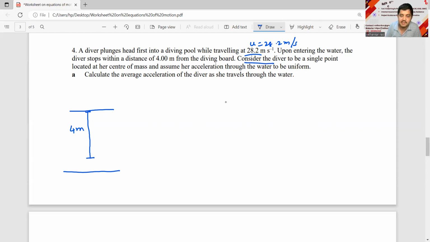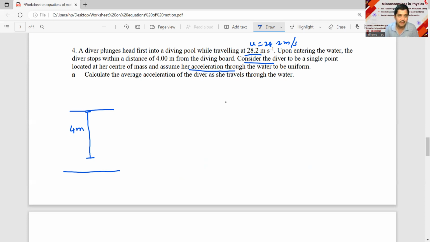Why he has given this is because a diver's height is generally around 5 to 7 foot, not meters. Sorry. So if you have a diver of that much extent, how do you approximate it? If you say he is at a distance of 4 meters, then you will ask a question: is it from the leg or the foot or the head? So it'll be quite difficult. So he says, consider this to be a single point located at the center of mass, assuming her acceleration through the water to be uniform. Acceleration to be uniform, which means what? He is giving you a clue saying that you can use equations of motion.